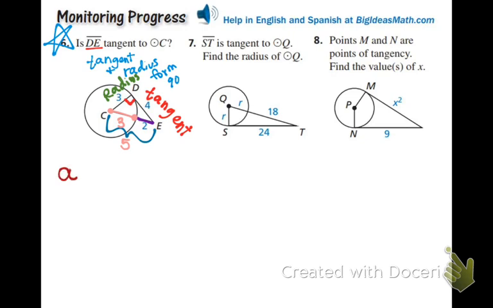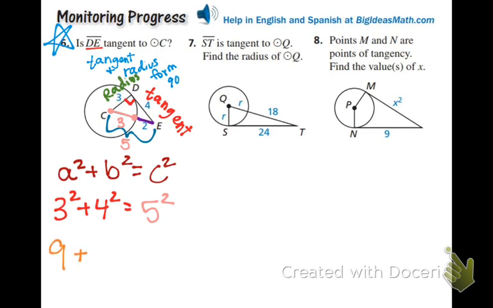So because of this, we're going to do a squared plus b squared equals c squared. What are the two legs going to be? 3 squared and 4 squared. And then what will c be? 5 squared. Didn't I tell y'all this is the most common Pythagorean triple? 3, 4, 5. What's 3 squared? 9. 4 squared? 16. 5 squared is 25. What's 9 plus 16? Does 25 equal 25? Yes. So this would be a yes.